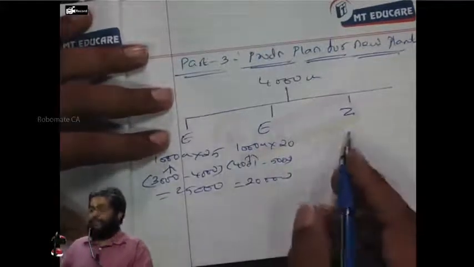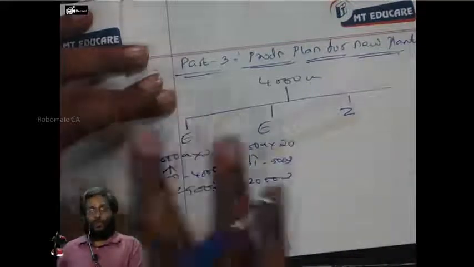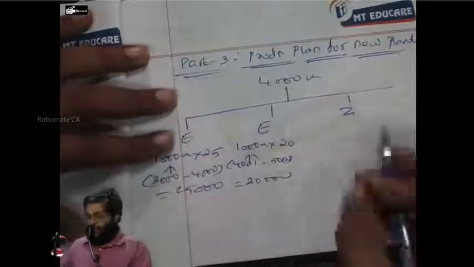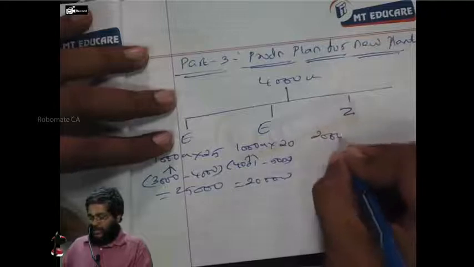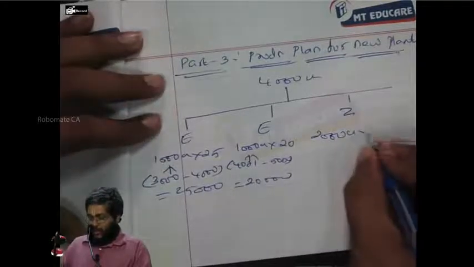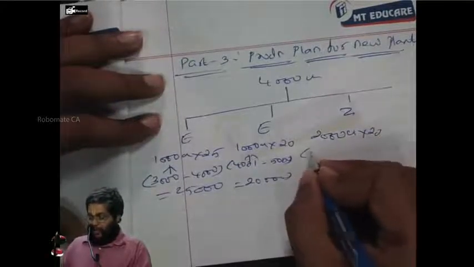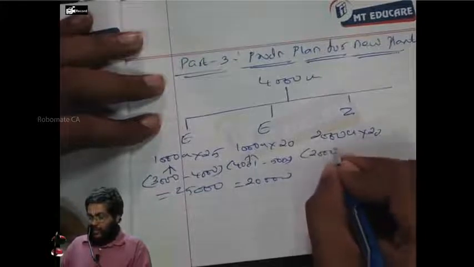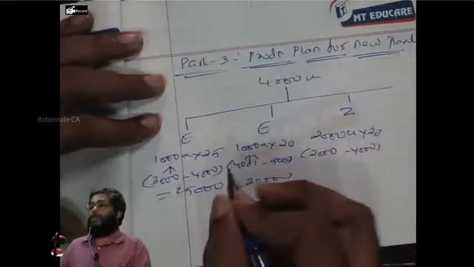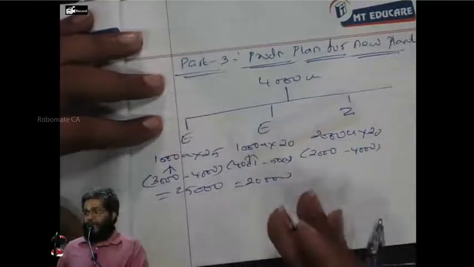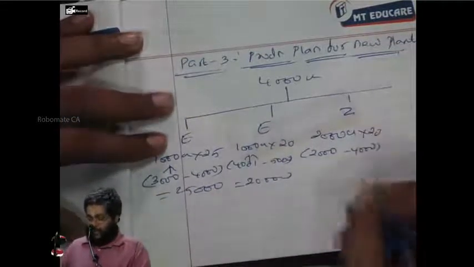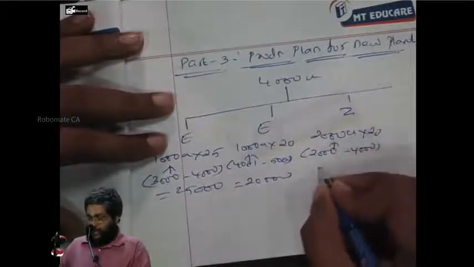Tell me, how many Z can be sold? Already the old plant has 2,000 over. How many more are left to reach 4,000? 2,000 units. 2,000 units into how much rupees here? 20. How did I get 2,000 units? It is 2,000 to 4,000. The old plant has sold 2,000. The new plant can sell what? Another 2,000. Same contribution: 2,000, 4,000 into 20. How many rupees did it get?